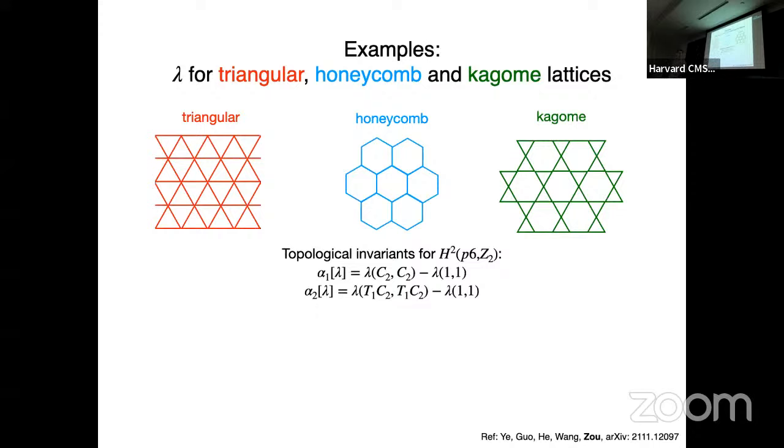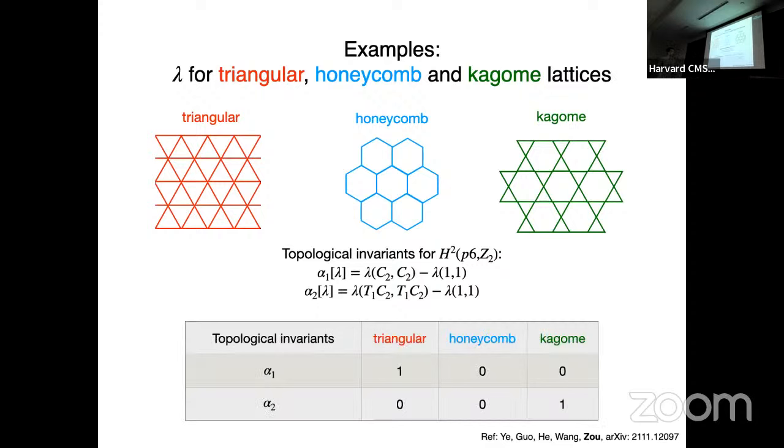The reason why it's difficult to describe the lambda partly comes from the fact that this lambda actually has some freedom. It's known as the co-boundary freedom. When I apply a so-called co-boundary transformation, lambda will change. But alpha 1 and alpha 2 here do not change under the co-boundary transformation. That's why we call them topological invariants. So it turns out for this P6 group, as long as I specify these two values, alpha 1 and alpha 2, I completely specify elements in this cohomology group.